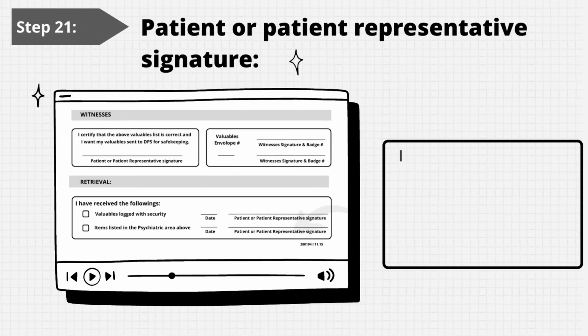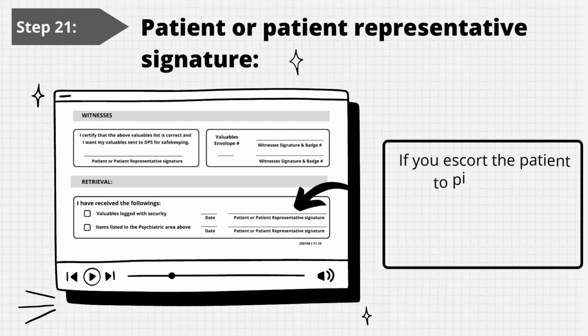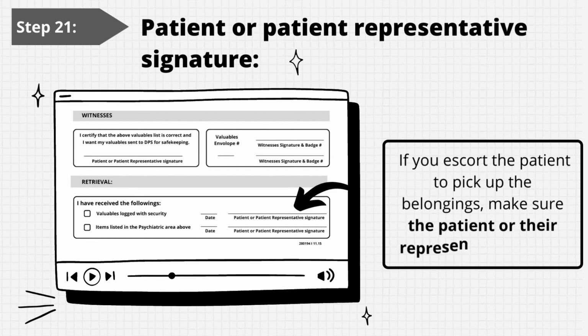Step 21, Patient or patient representative signature. If you escort the patient to pick up the belongings, make sure the patient or their representative signs.